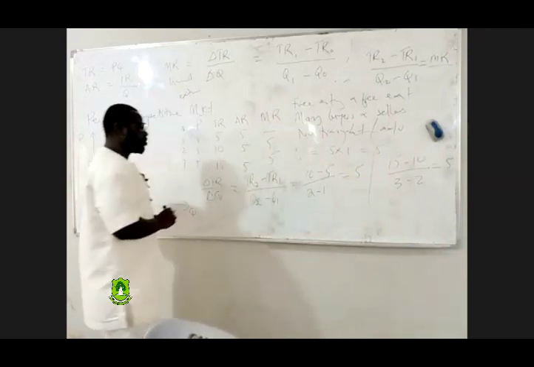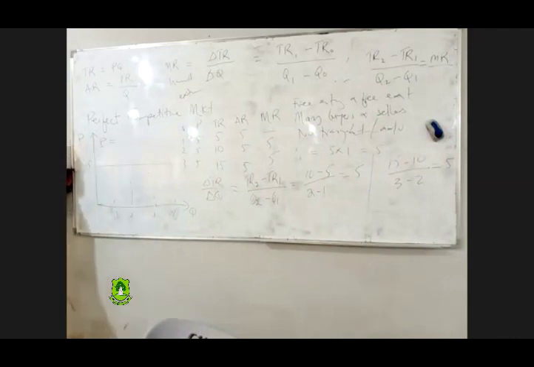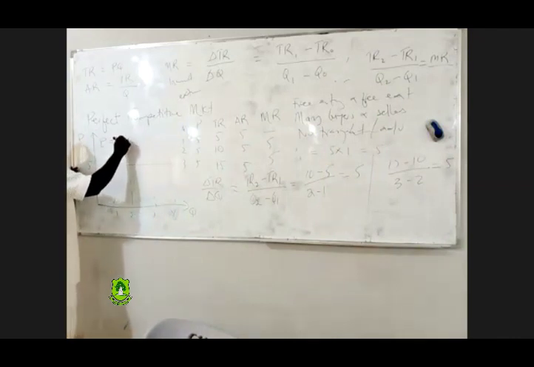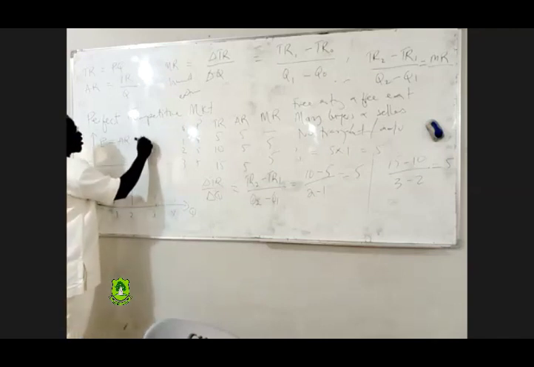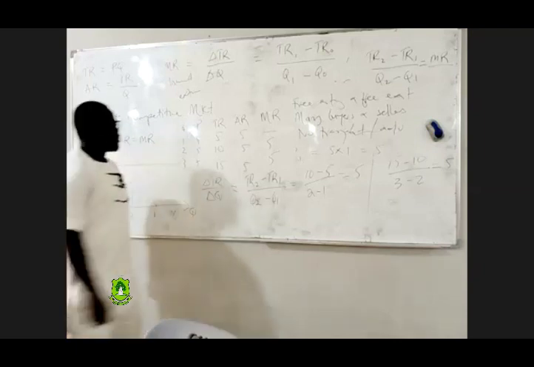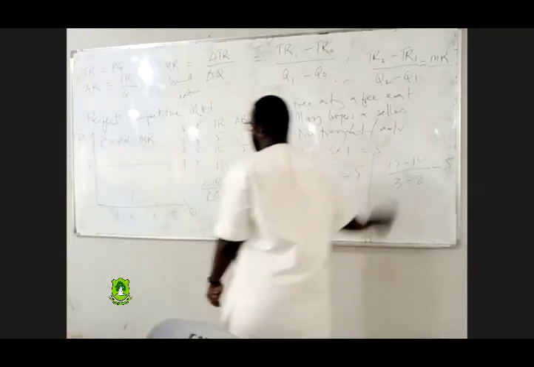What are we observing here? For a perfect competitive market, the price that you are charging is equal to average revenue, which is equal to marginal revenue.